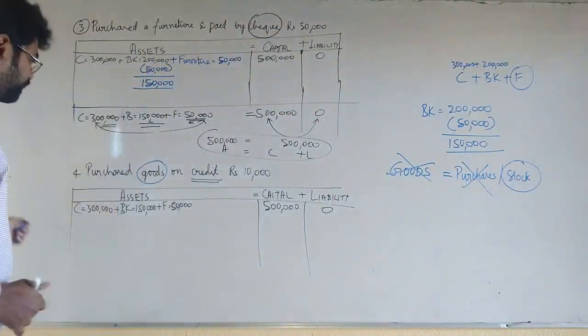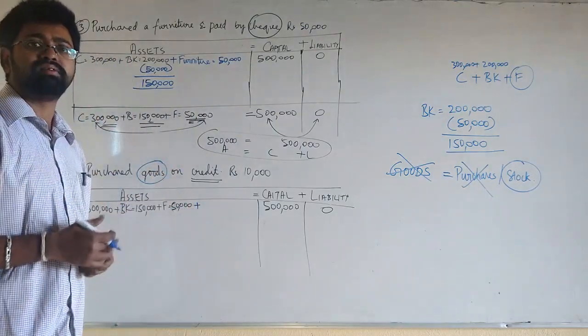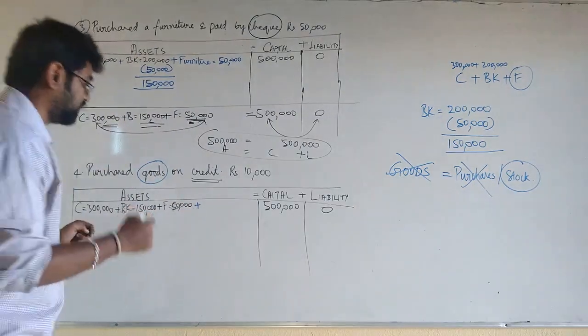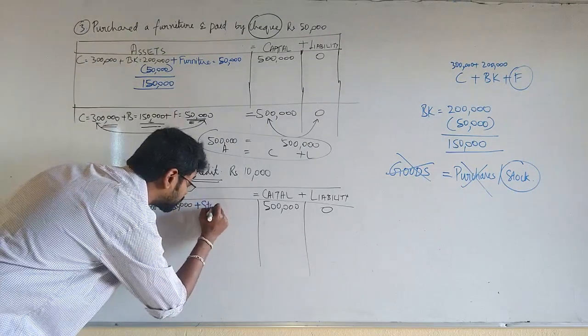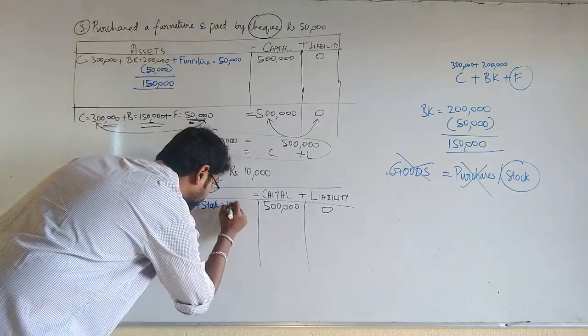So now, sir, what is coming into the business? The stock is coming into the business. So stock is equal to how much? 10,000. Sir.